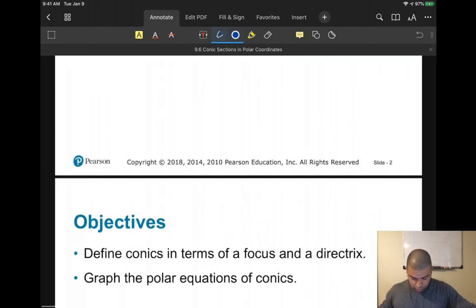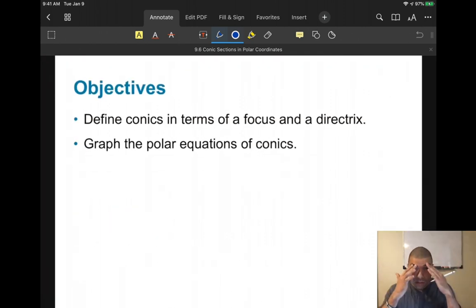Okay, so what we're seeing now is an alternative way to represent conics. So we've seen conics, and again, conics are parabolas, ellipses, and hyperbolas. We've seen them as regular rectangular equations, but now we're going to see them in terms of a focus and a directrix, so that we can write polar equations for them, right? And the principle is the same as before. It's to have polar equations in terms of r and theta that describe either parabolas, ellipses, and hyperbolas.